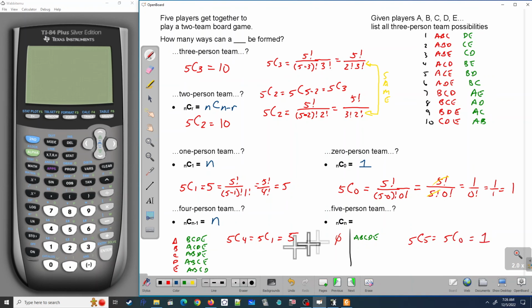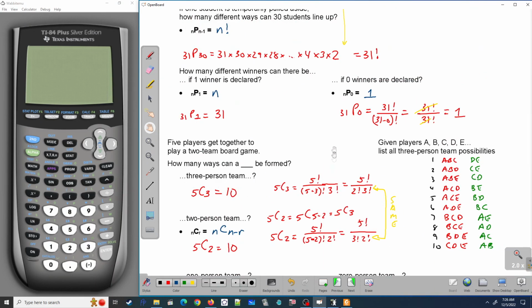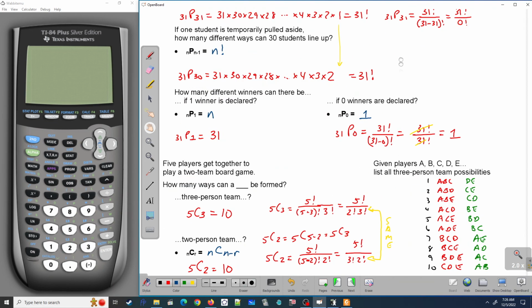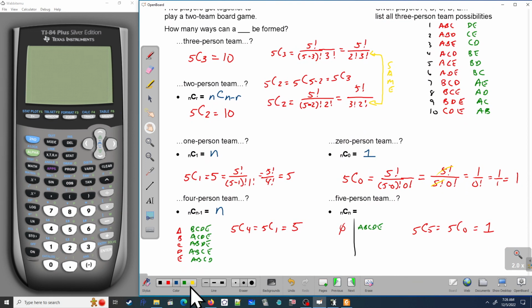And so nCn is not the same as permutations, because nPn, as we saw up here, was n factorial. nCn is the same actually as nC0. There is one way of selecting a team of everybody. And so those are the permutation and combination properties, and that hopefully gives you a better understanding on what happens when you might have a without replacement situation, and you can determine if order matters or order doesn't matter. If order matters, permutation. If order doesn't matter, combination.